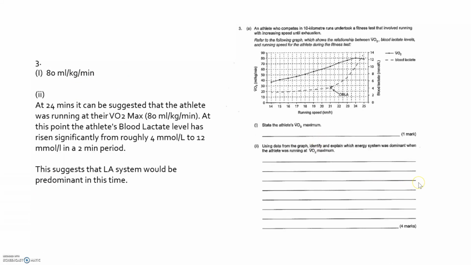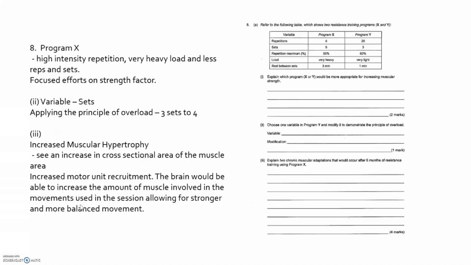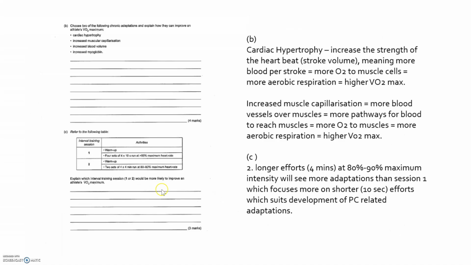Use the data from the graph, explain and identify which energy systems were dominant when the athlete was running at the VO2 maximum. So, here, we can suggest that the athlete was running their VO2 max. At this point, the athlete's blood lactate level has risen significantly from here to here. So, we could suggest that the lactate system would be predominant in this time because we might have passed our lactate threshold. Alright.